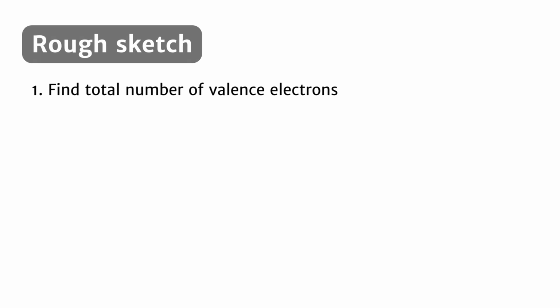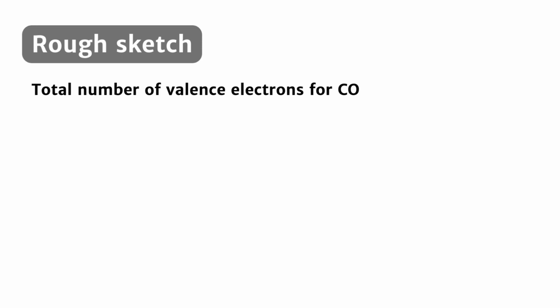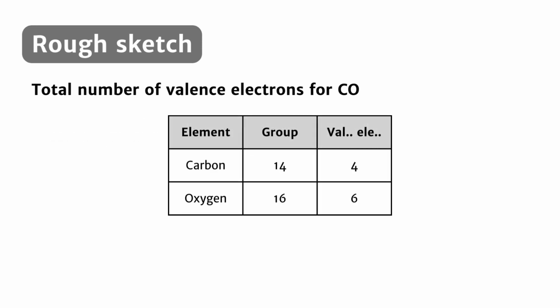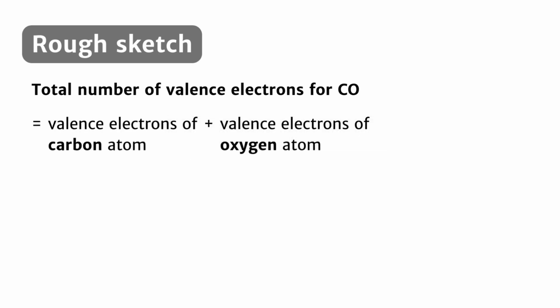Before we draw the rough sketch, let's start by calculating the total number of valence electrons and then identify the central atom. The total valence electrons in CO can be calculated by summing the valence electrons of each atom. Carbon, a member of group 14, contributes 4 valence electrons, while oxygen, a group 16 element, possesses 6 valence electrons. With 1 carbon and 1 oxygen atom in CO, the total valence electrons calculation is 4 for carbon plus 6 for oxygen, resulting in a total of 10 valence electrons for CO.